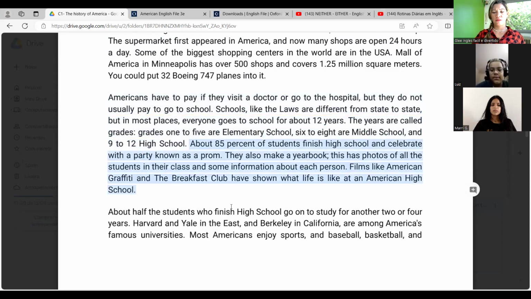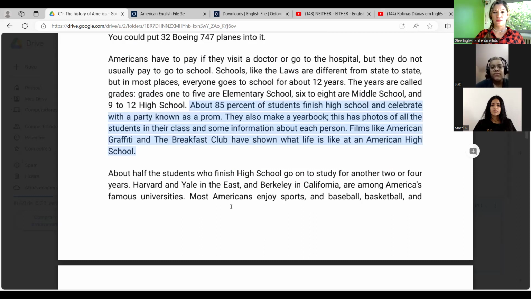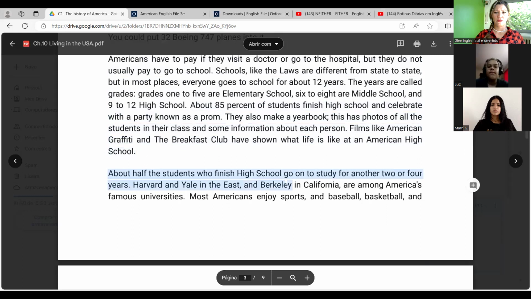About 85% of students finish high school and celebrate with a party known as a prom. They also make a yearbook. This has photos of all the students in their class and some information about each person. Films like American Graffiti and The Breakfast Club have shown what life is like at an American high school.